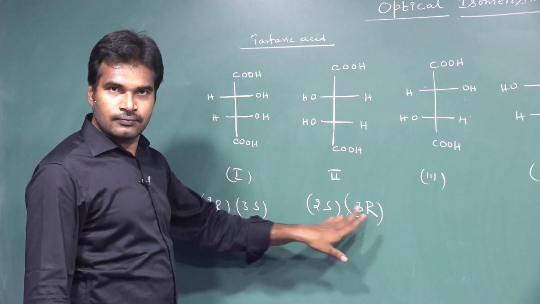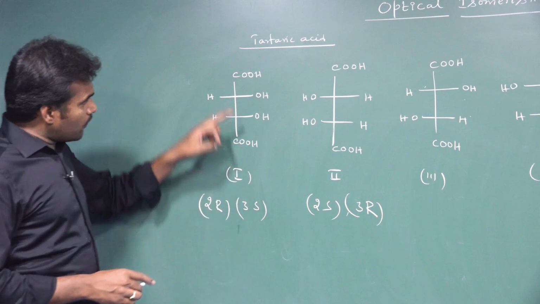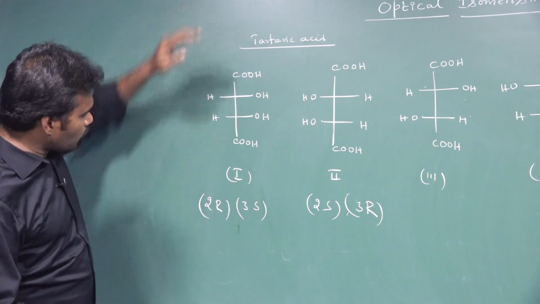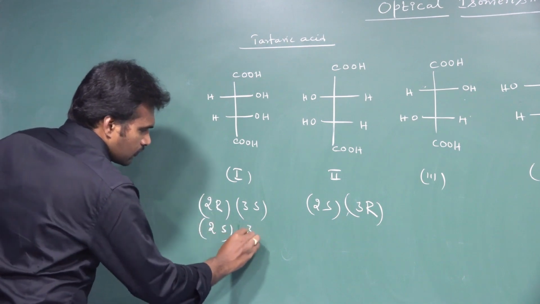2S 3R. Next, one more thing. If you give the numbering from top to bottom, this is 2R 3S. If you give the numbering from bottom to top, what will it be? This is 2S 3R.